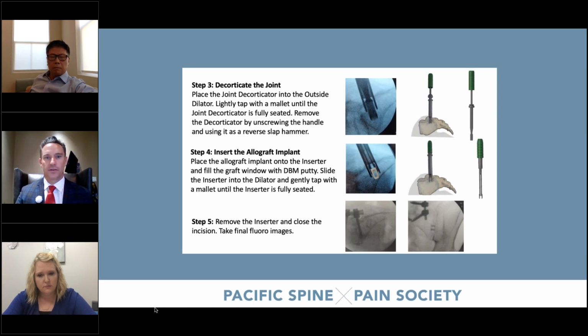At that point, you can decorticate the joint, which you can either use, in this case, a hand drill or box cutter to decorticate the joint. And then at that point, we are going to deploy the allograft joint or implant into the joint space. And at that point, we remove all the equipment. Next slide.